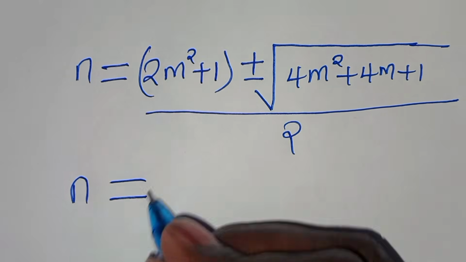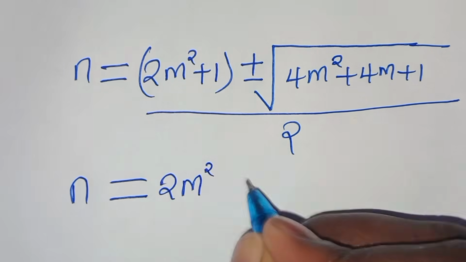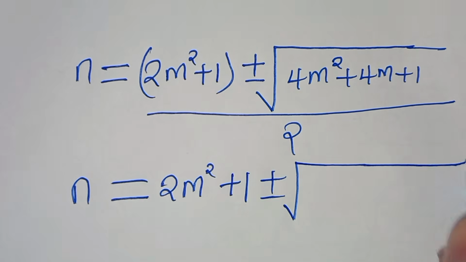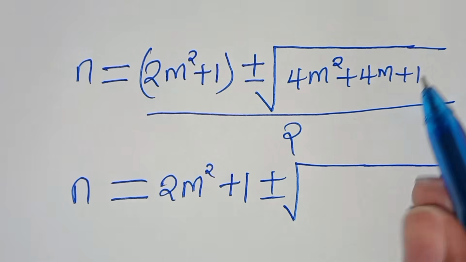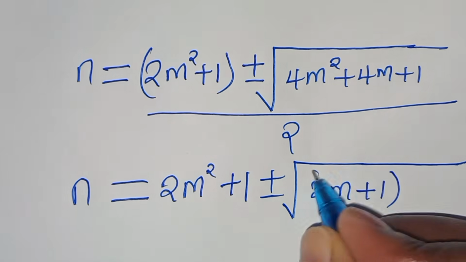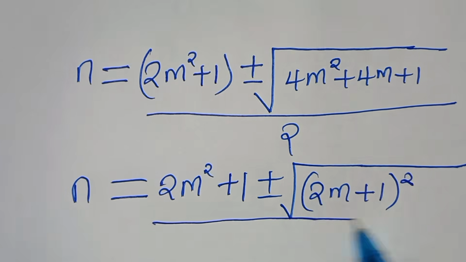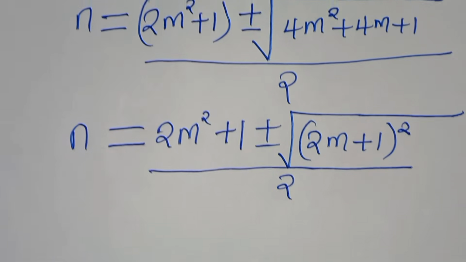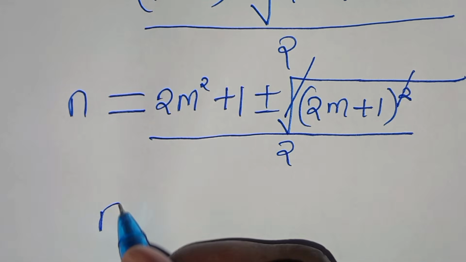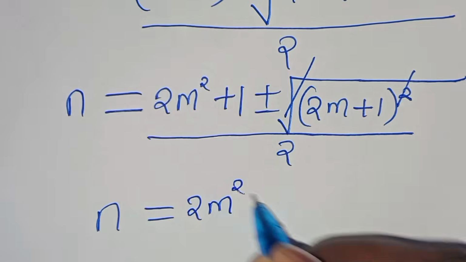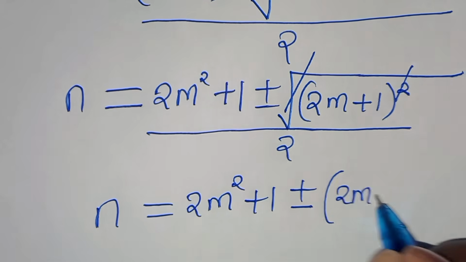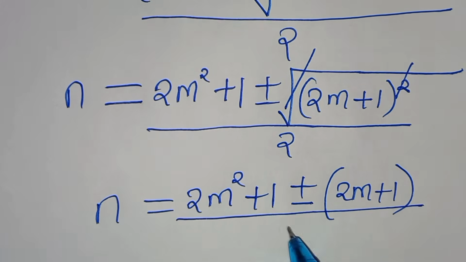Now this implies that n is equal to 2m squared plus 1 plus or minus the square root of, now 4m squared plus 4m plus 1, this can be expressed as 2m plus 1 raised to the power of 2. Then everything here divided by 2. Now let's eliminate the square root sign here, and this means that n is equal to 2m squared plus 1 plus or minus, now here we have 2m plus 1, everything here divided by 2.